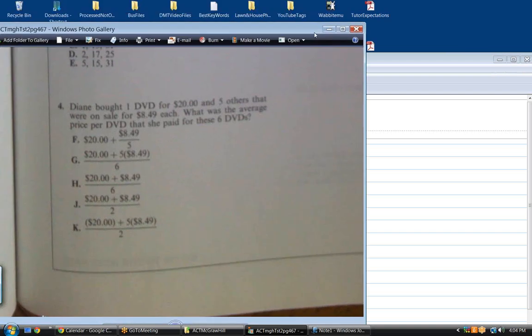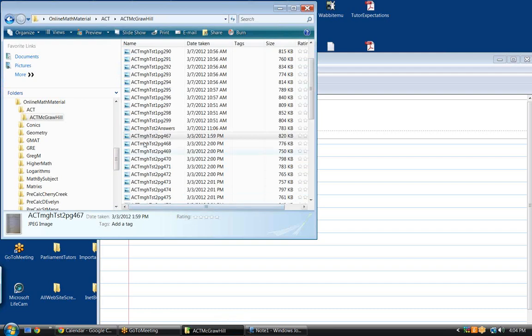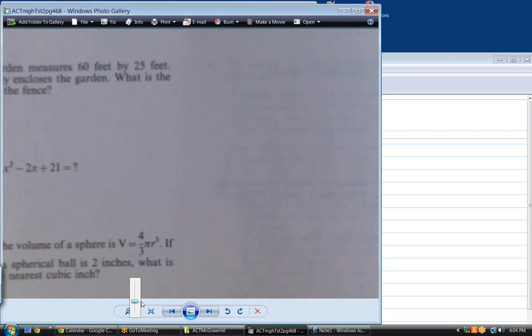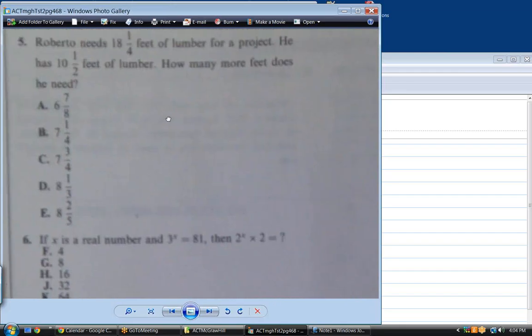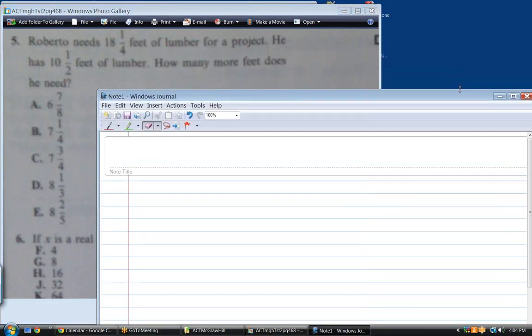Okay, let's go to the next page. 468. Okay.